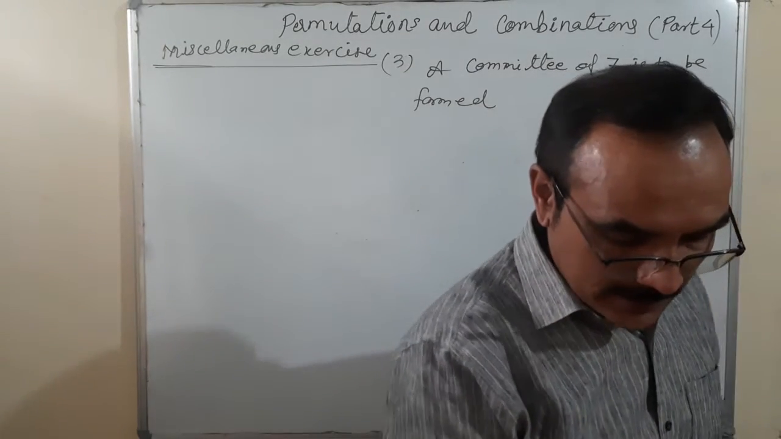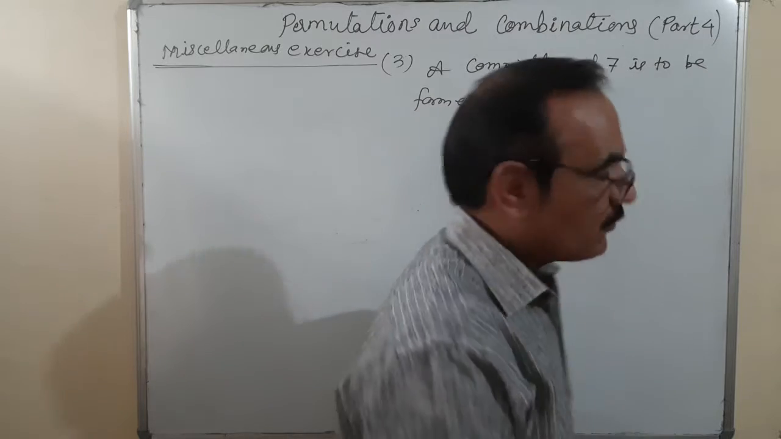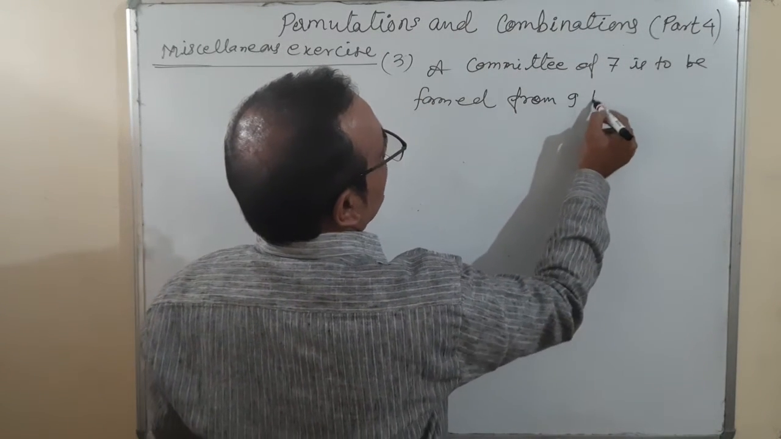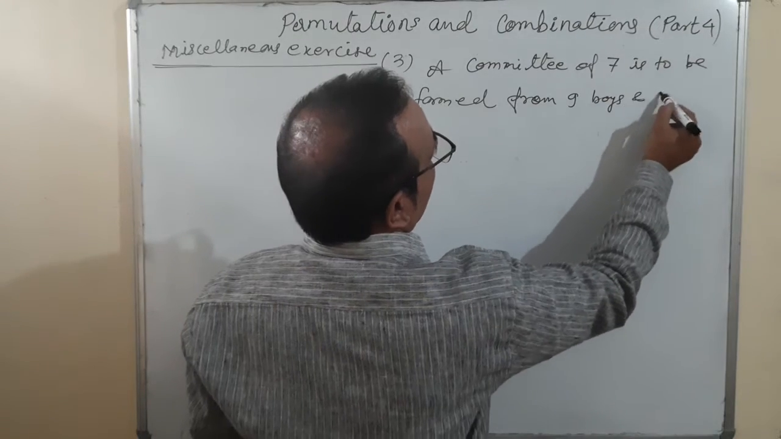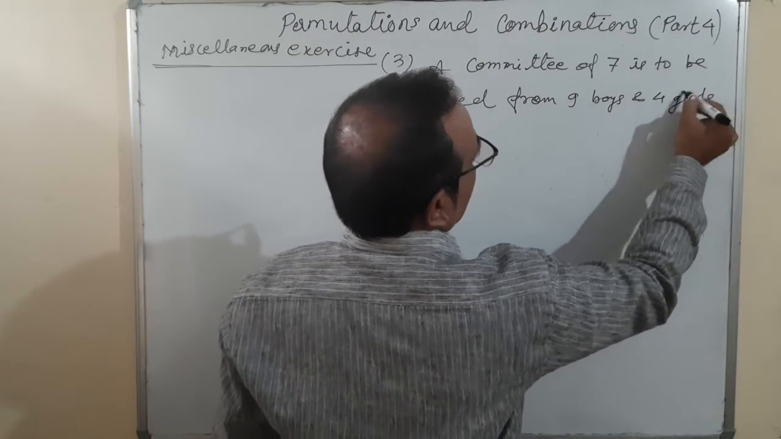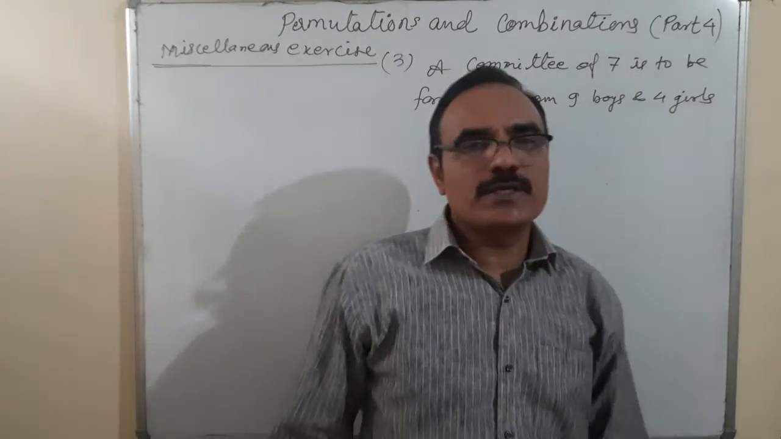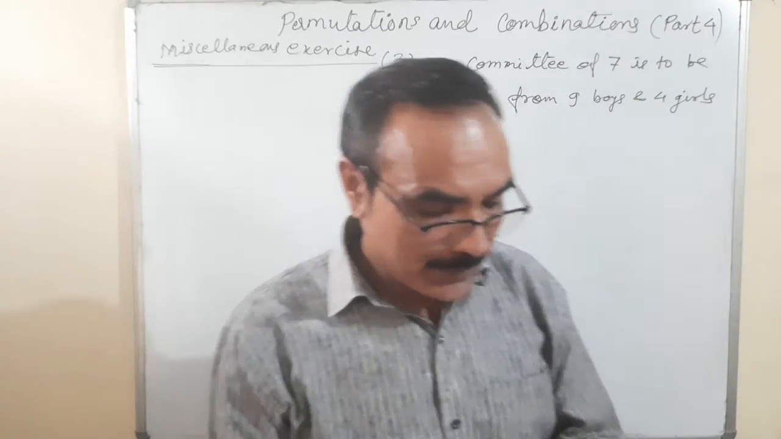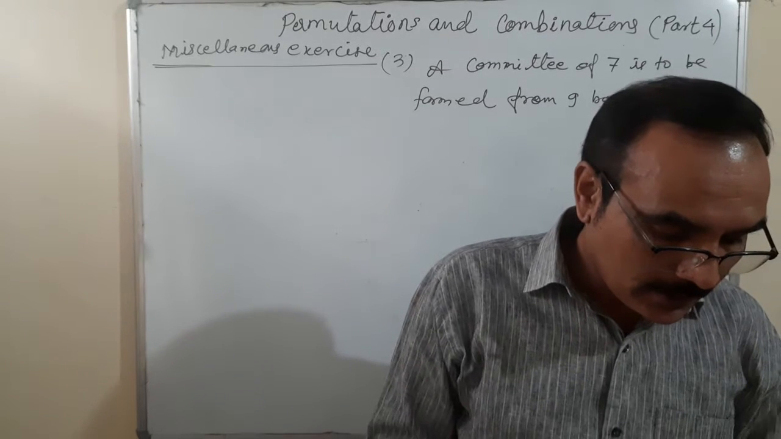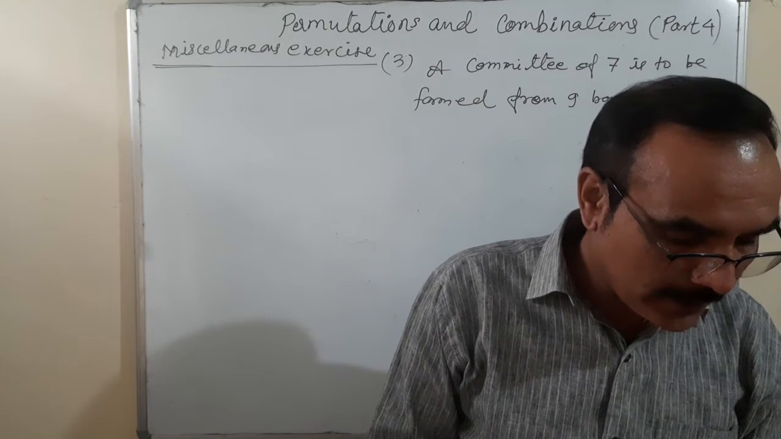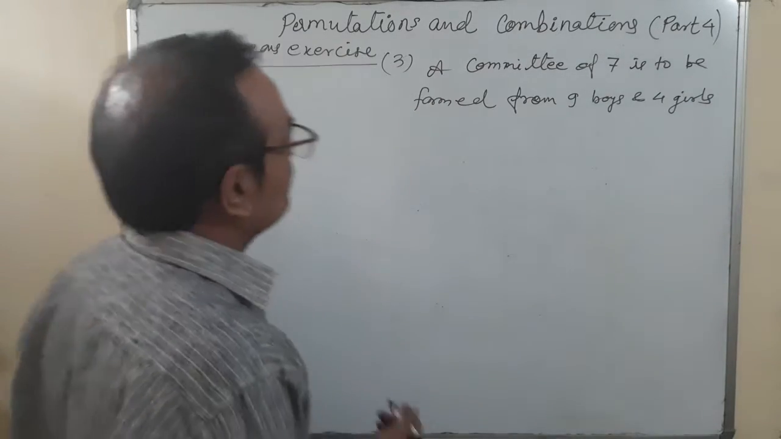A committee of 7 is to be formed from 9 boys and 4 girls. 9 plus 4 is a total of 13 boys and girls here, and the committee is to be constituted by 7 members. The condition is, first part, when the committee consists of exactly 3 girls.